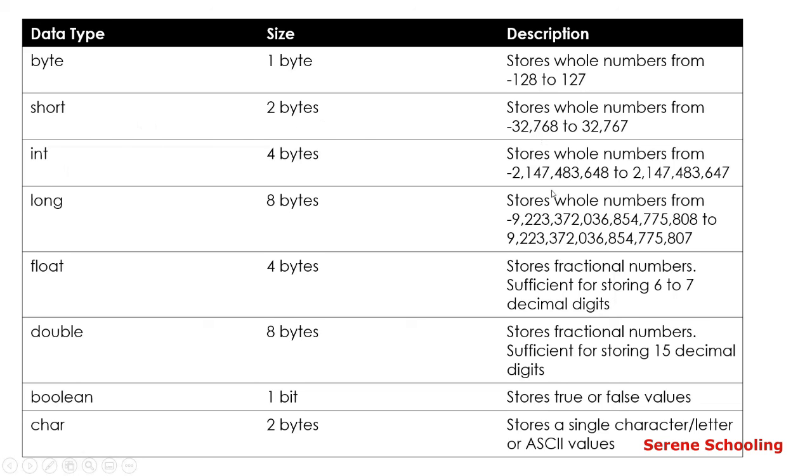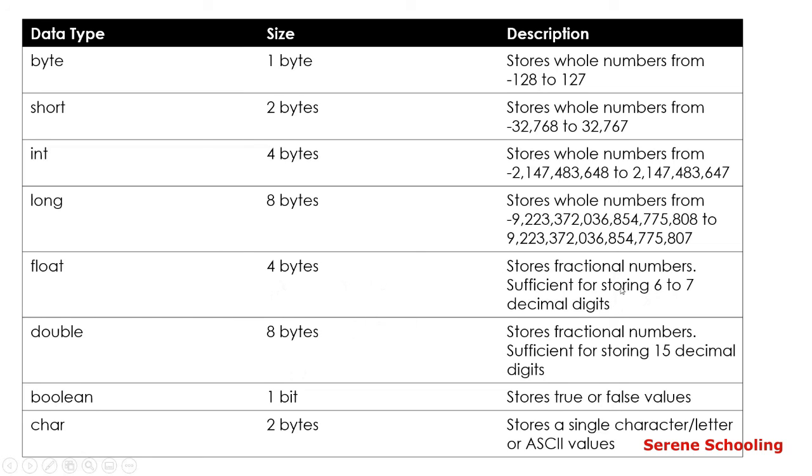Similarly, int has a range. These are the range of values in which it can store a value. If you try to store a value below this, an underflow will occur. Similarly, if you try to store a value greater than this, then an overflow will occur in your program. Similarly, long has a range. As I explained before, float and double both are used to store decimals, but they have different ranges.